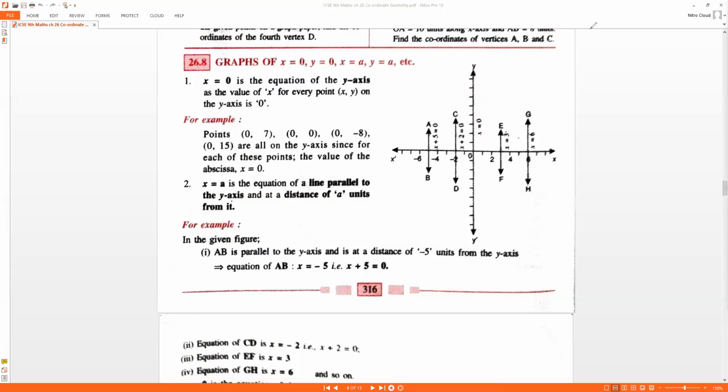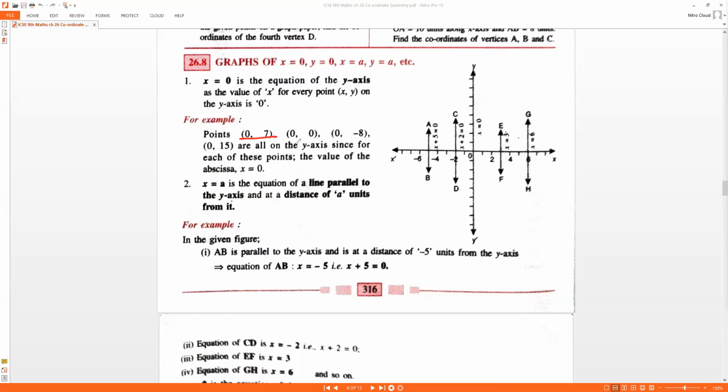So what we studied is x equal to 0 is the equation of the y-axis, y equal to 0 is the equation of the x-axis, x equal to a is a line parallel to the y-axis passing through the point (a, 0), and y equal to a is a line parallel to the x-axis passing through the point (0, a). Okay, this is what we have seen. So now let us see some examples.